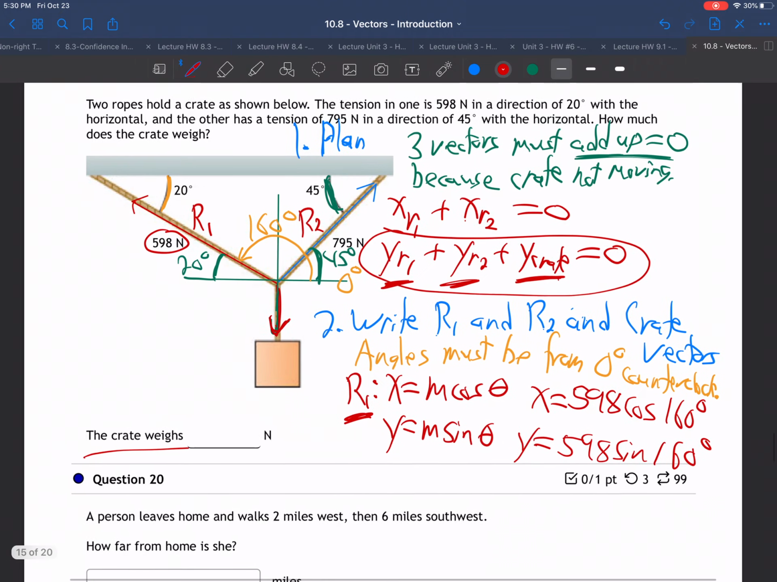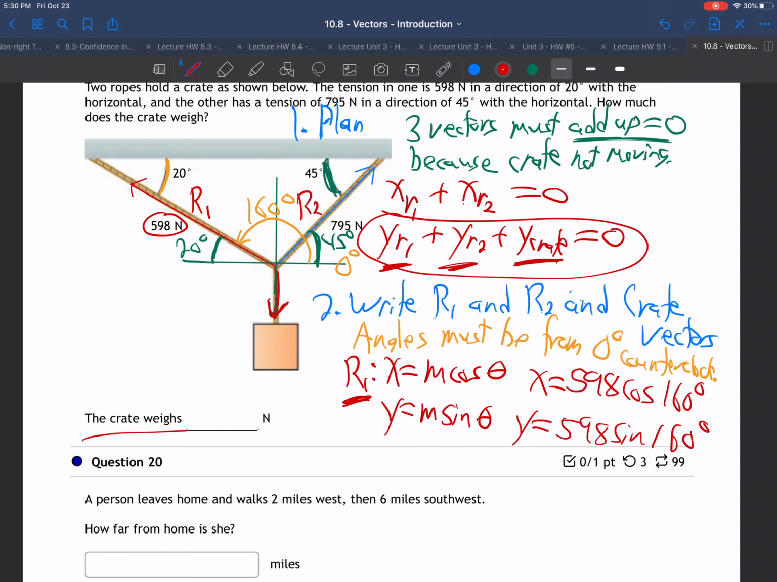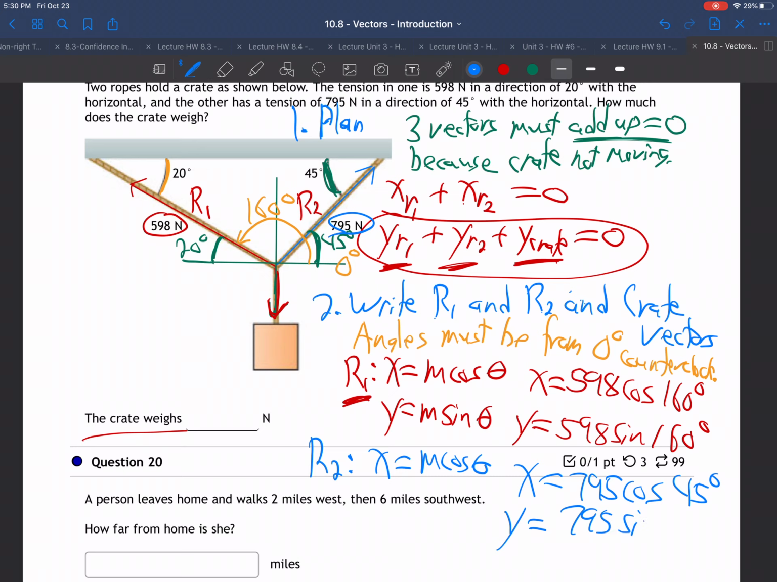And then for rope 2, I'm going to kind of run out of room here, aren't I? So for rope 2, the x is going to be m cos theta. What's rope 2? 795. So 795 cosine of 45 degrees. And y is 795 sine of 45 degrees. All right, so we have the x and the y for rope 1 and rope 2.